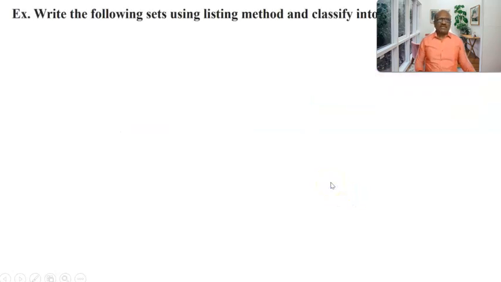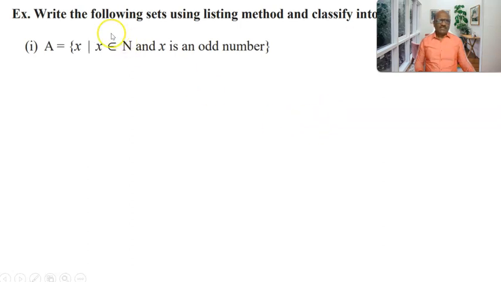Okay, now the next: write the following sets using the listing method and classify into finite or infinite set. First, A = {x : x belongs to the set of natural numbers and x is an odd number}. x कसा पाहिजे तर तो नॅचरल नंबर मधला पाहिजे आणि तो ऑड असला पाहिजे.